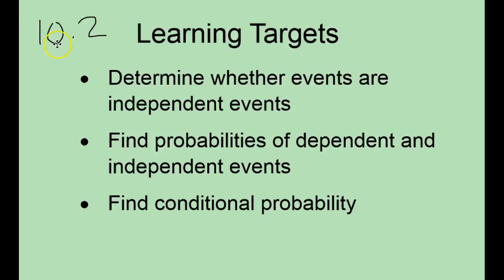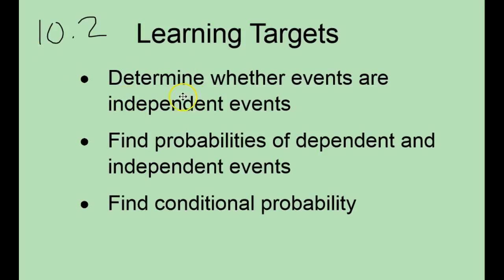Okay, here's section 10.2. And our learning targets are first we're going to determine whether events are independent events. Then we're going to be finding probabilities of dependent and independent events. And then we're going to be looking at some conditional probability. So the first thing I want to talk briefly about is independent events.